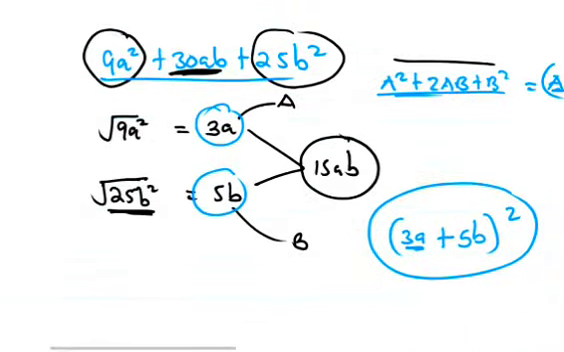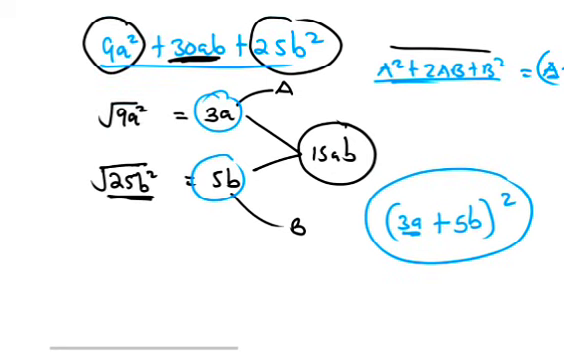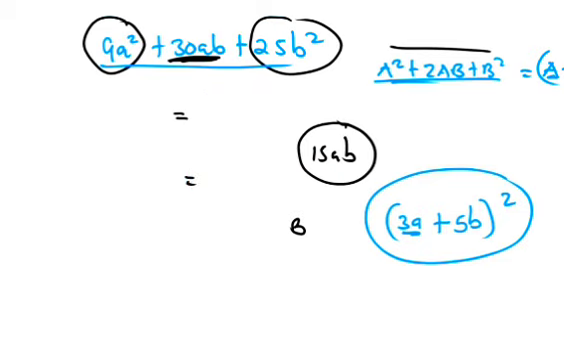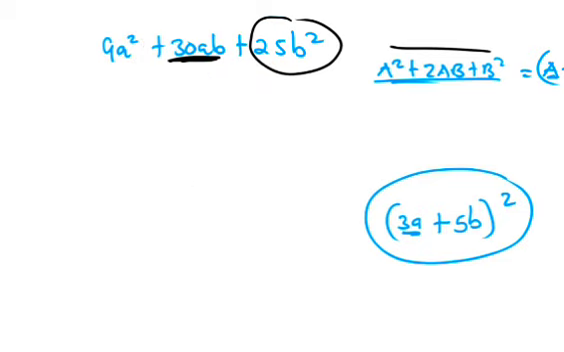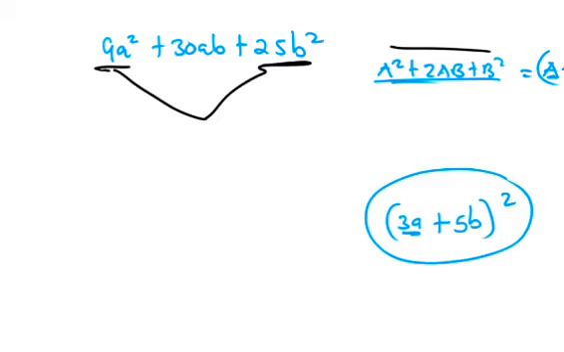Let's do this. 9 times 25, the answer should be 225. 9 times 25, the answer is 225. And then you have a square, b square.